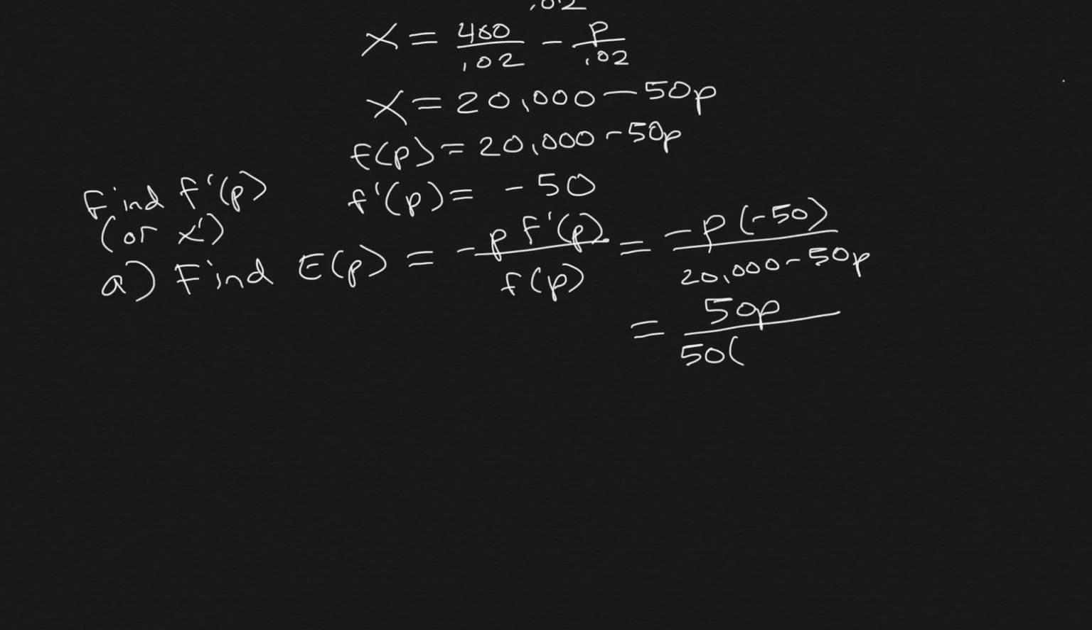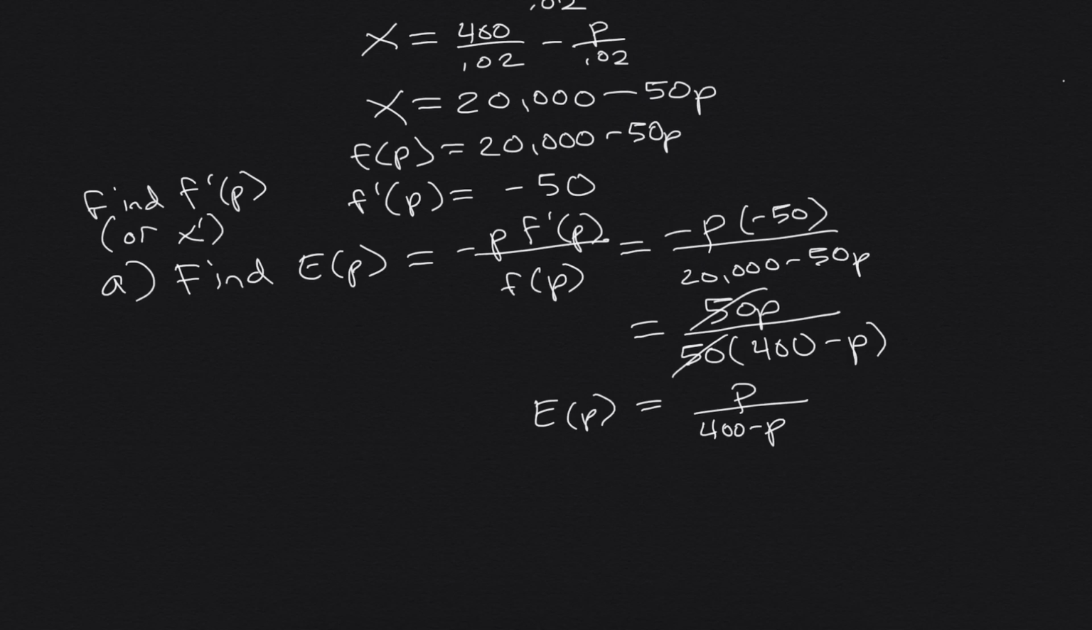That's going to leave me, when I take 50 out of 20,000, that should be 400. And when I take 50 out of negative 50p, that should be a negative p. And now, sure enough, immediately I can cancel those 50s now. So a little bit more nice again. That leaves me in the numerator with just a p, and in the denominator, 400 minus p. So that's a pretty nice version of E of p there for part A. So I found the elasticity for this particular price demand function.